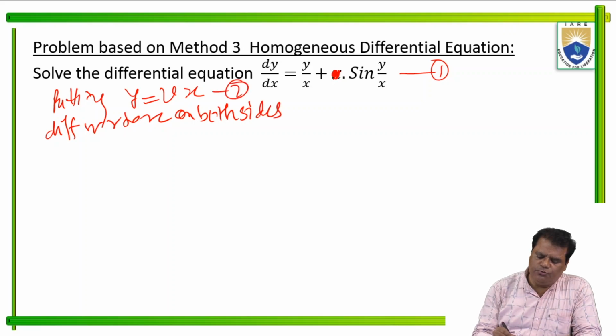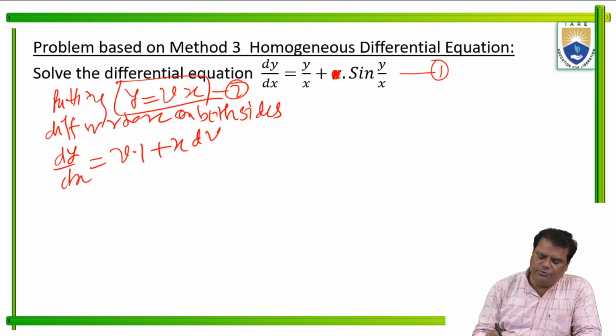This is equation 2: y equals vx. Differentiating with respect to x on both sides, we get dy/dx equals v into 1 plus x dv/dx. This is equation 3. From 2 and 3, putting in 1.